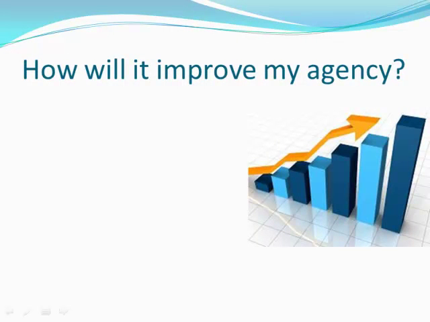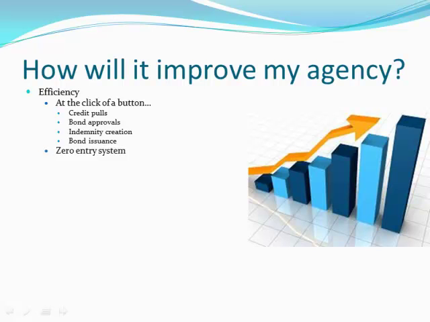You are likely wondering how our software can improve your agency. By using Surety Bond Pro Tools, you will be able to double the workload your agency can handle with your current staff. At the click of a button, you will be able to do credit pulls, bond approvals, indemnity agreement creation, bond issuance, and much more. Since it collects everything from your website and stores it in your agency's database, it is a zero-entry system. It will also bring your agency to new levels of organization.